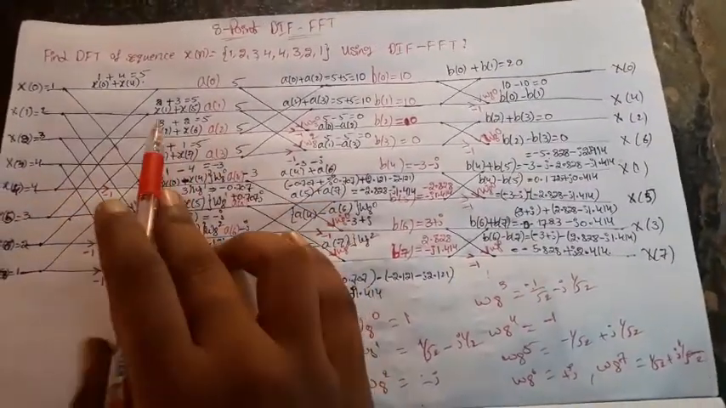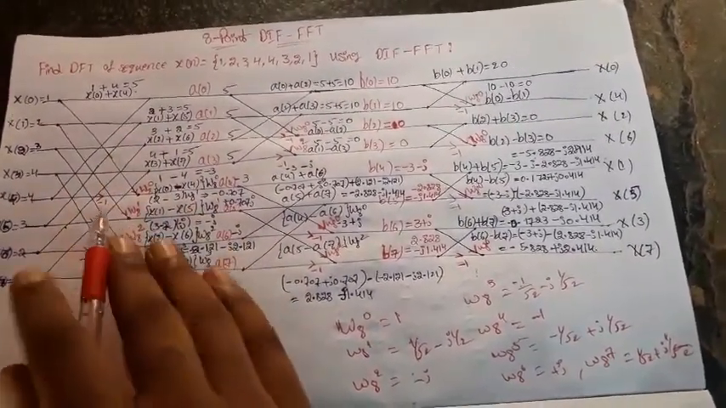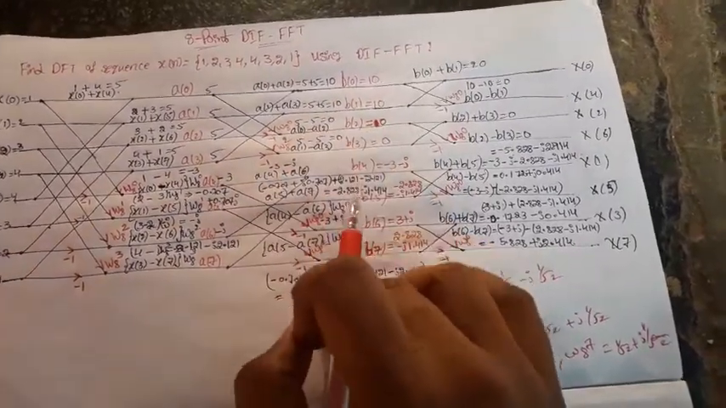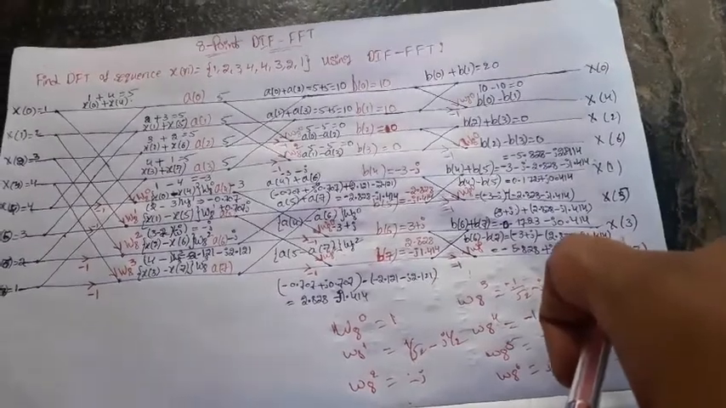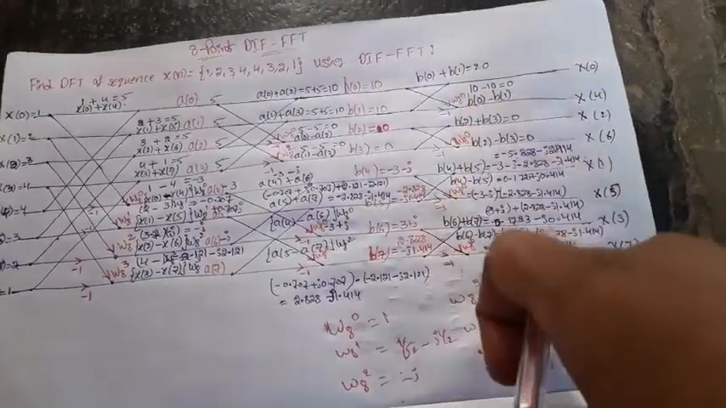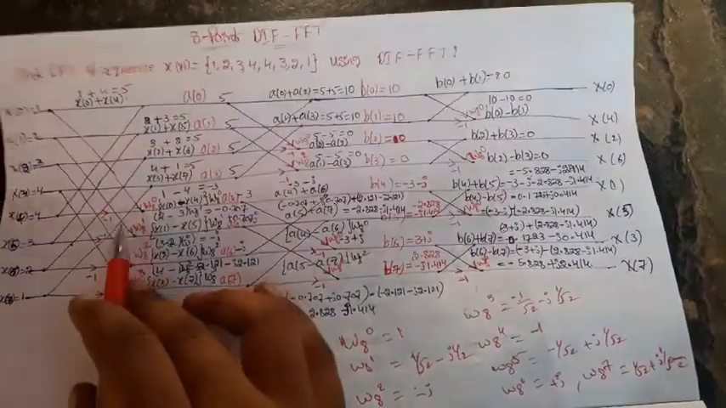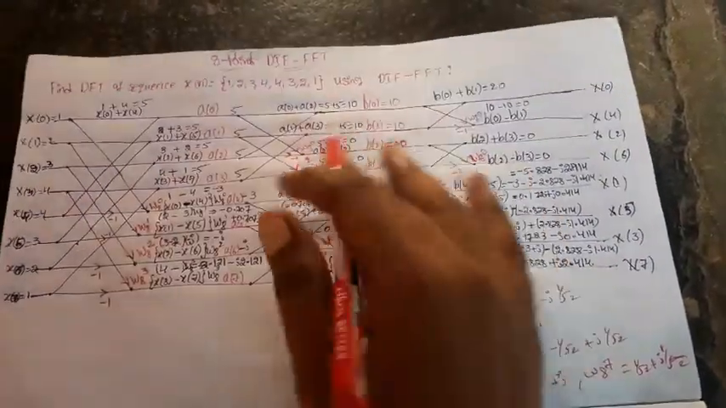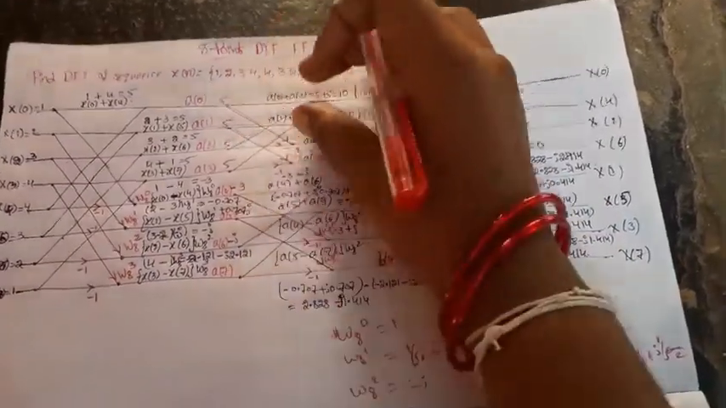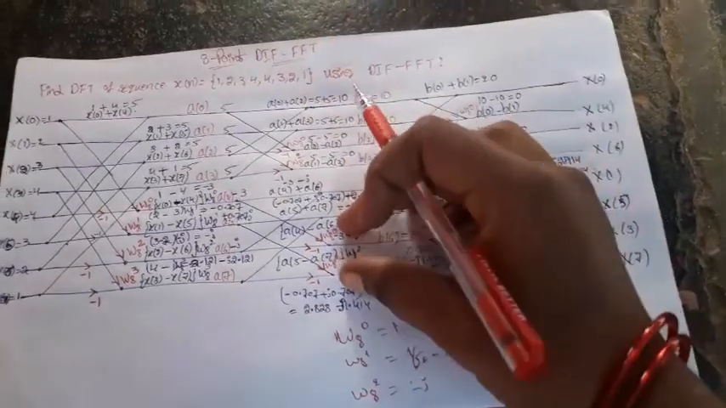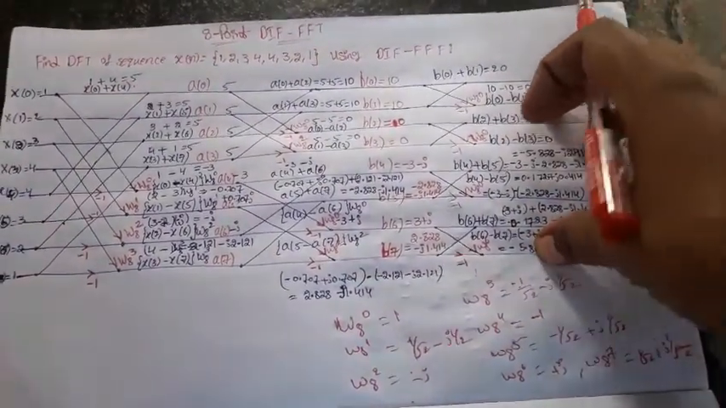Here the number of butterflies taken in the first stage is 1, in the second stage 2 butterflies are taken, and in the third stage 4 butterflies are taken. And the exponent values: in the first stage 1 exponent value, in the second stage 2 exponent values, and in the third stage 4 exponent values are taken.